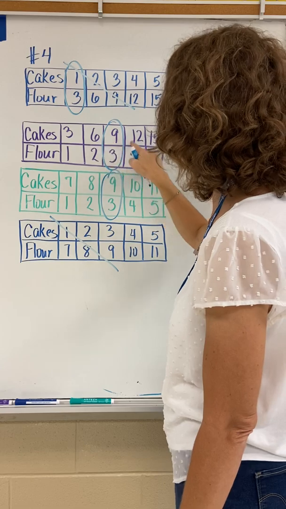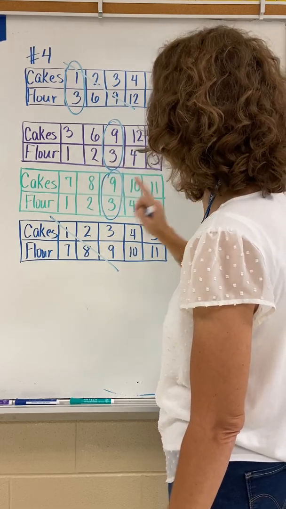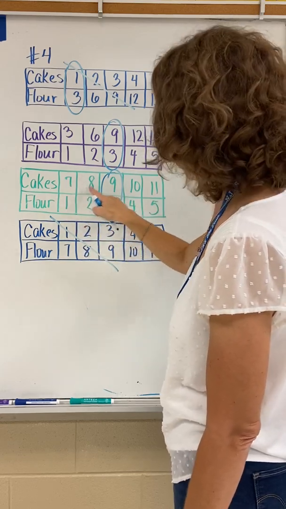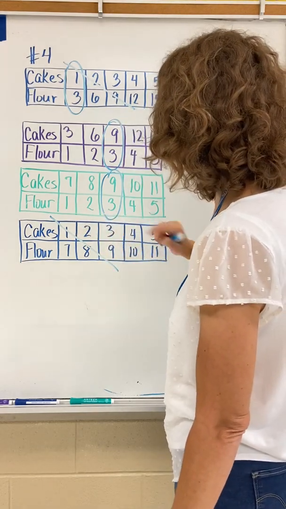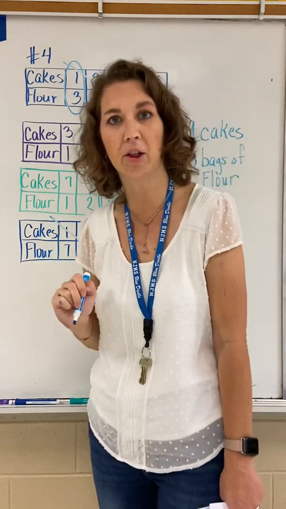3, 6, 9, 12, 15. There's a pattern. 1, 2, 3, 4, 5. There's a pattern. What about over here? Is there a pattern? 7, 8, 9, 10, 11. Yep, it goes up by 1s. 1, 2, 3, 4, 5. That goes up by 1s. But let's look a little further. Look a little deeper.